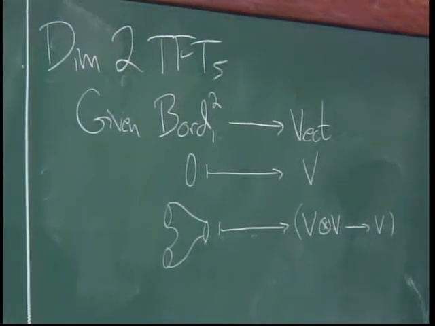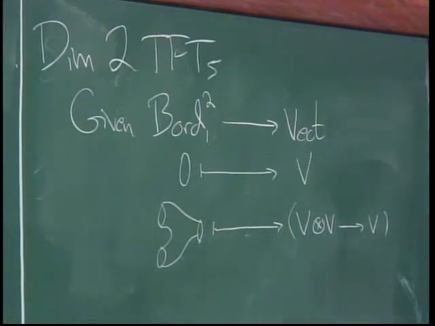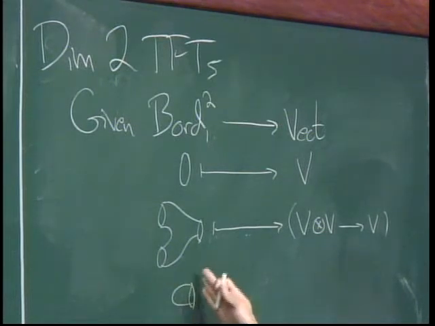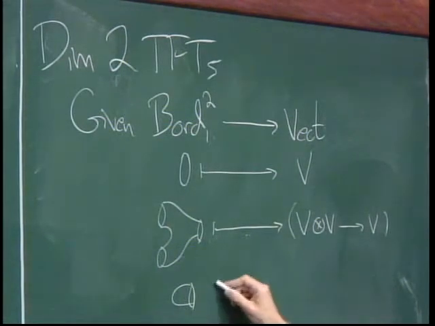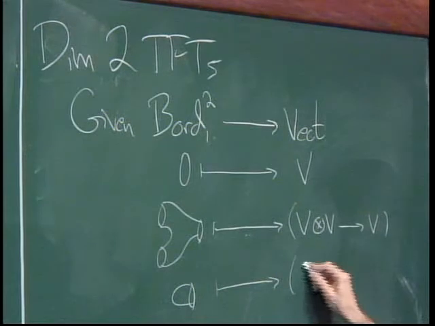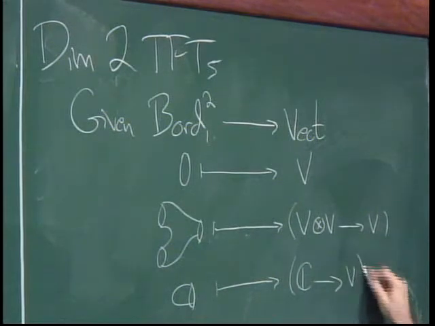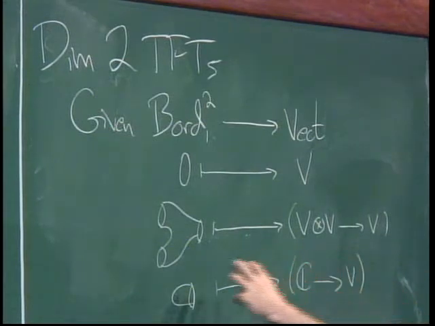Again, I'm implicitly going to be thinking about oriented Bordisms, even though I won't actually draw that. So what are some other Bordisms we have? Well, this is meant to be a picture of a Bordism from the empty manifold to the circle. It's just a little cup there on its side. So this maps to some map from C into V.